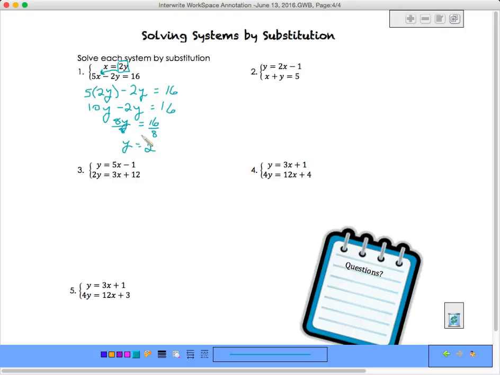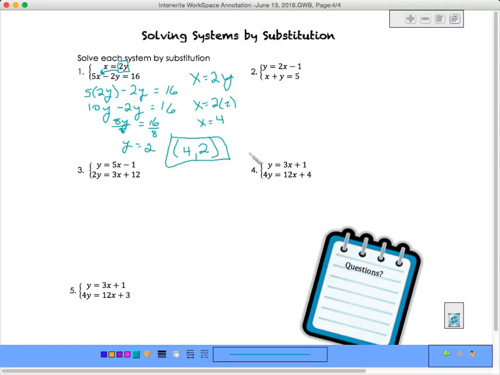From there, I can solve for x. I can plug back into either equation, but this one is already pretty simple. If I plug back into this top equation, the equation was x equals 2y. Once again, we're going to substitute. We know y is 2. So I have x equals 2 times 2, which is just 4. So (4, 2) is my solution.